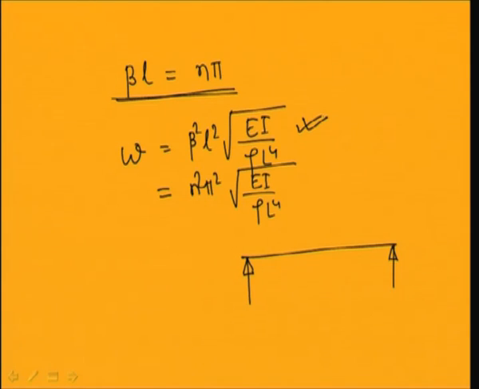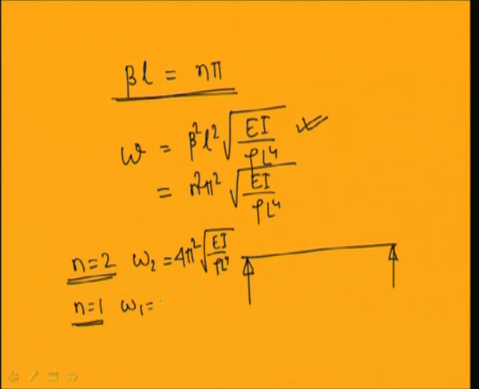You can see for n equal to 2, let me take the second mode, omega 2 will be equal to 4 pi square root over E I by rho L fourth. When I take n equal to 1, that is the fundamental frequency, omega 1 equals pi square root over E I by rho L fourth. So, you may note that the second mode frequency is 4 times the first mode frequency. Similarly, the third mode frequency will be 9 times the first mode frequency.